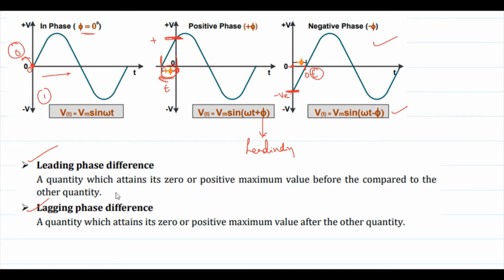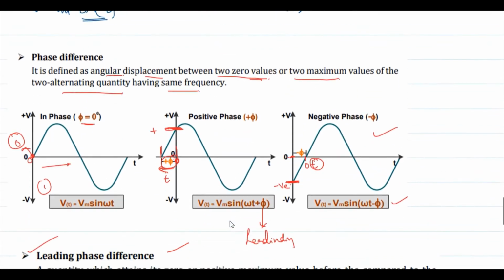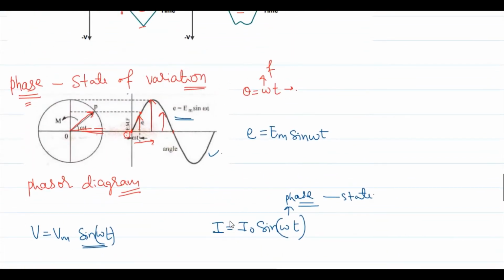Depending on that, we represent these leading or lagging phase differences. If a quantity attains the zero or positive maximum value before the other quantity, that is called a leading phase difference. If it attains the zero or positive maximum value after the other quantity, that is called a lagging phase difference, right? So this is about phase difference and phasor diagrams. The diagram which represents the phase is called a phasor diagram.